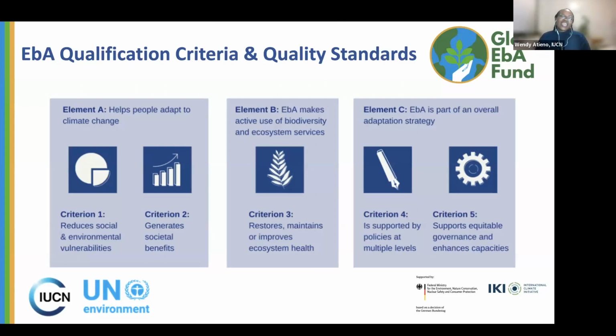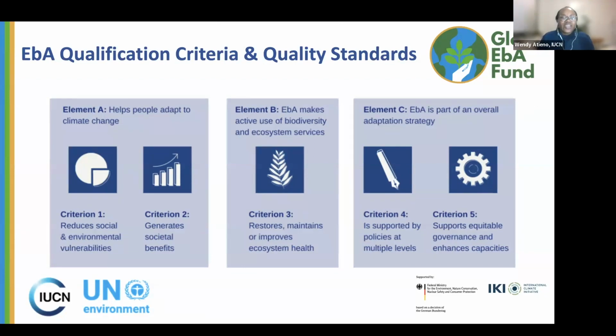In terms of element A and criterion 1, EBA reduces social and environmental vulnerabilities in the context of climate change. And criterion 2, that it generates societal benefits in the context of climate change. So you're looking here at helping people adapt to climate change. Who's benefiting, who's most vulnerable, and how can the intervention help address these questions?